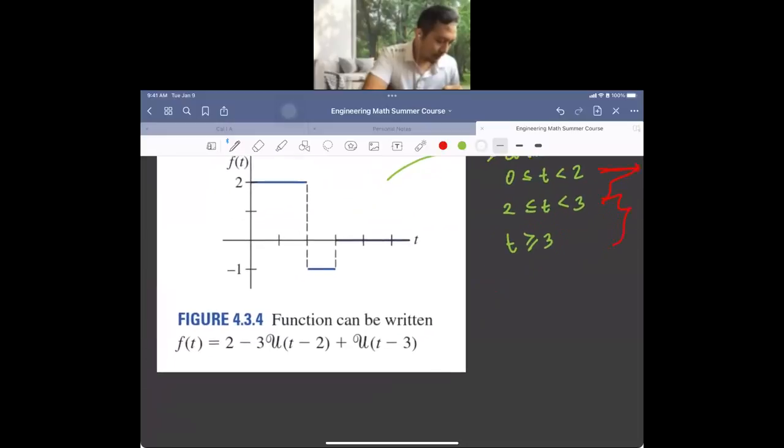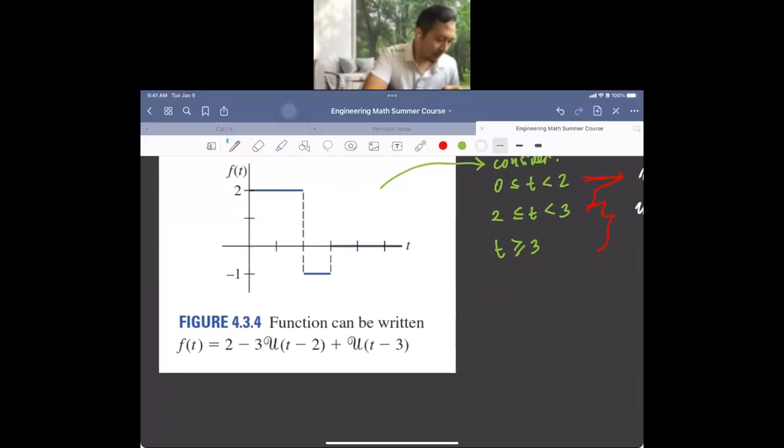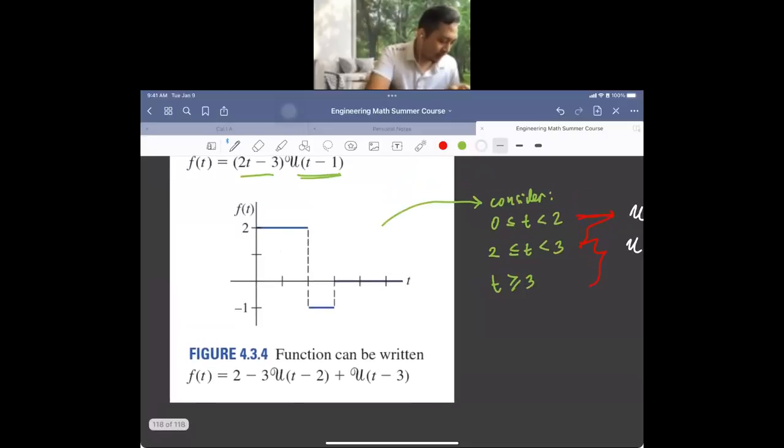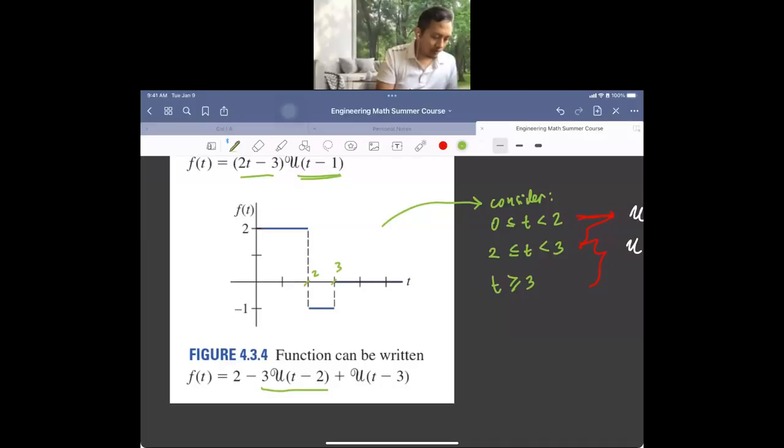So this function here, when we have 2 minus 3, if we see this graph, we can define this as 2 minus 3 Heaviside t minus 2. So this is 2, this is 3. 2 minus 3 Heaviside t minus 2 plus Heaviside t minus 3.